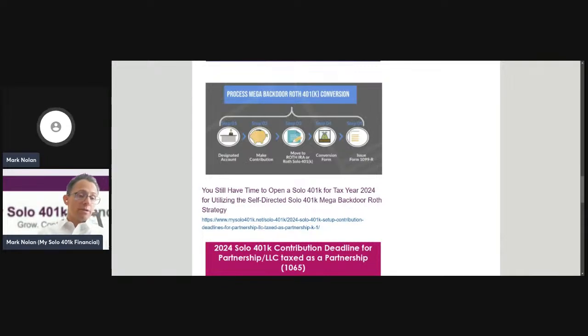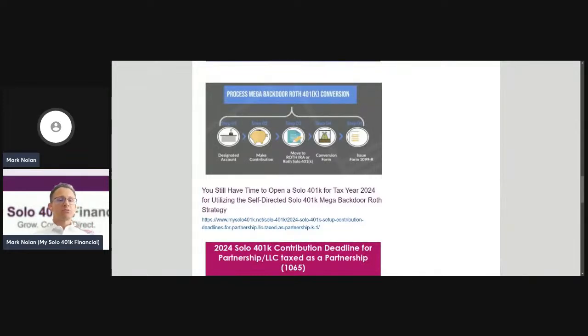So you would either have to open up a Roth IRA, or if you have an existing Roth IRA, you can use that Roth IRA to convert those voluntary after-tax solo 401k funds into. Then you would need to complete our online conversion form so we collect the necessary information to report that Mega Backdoor Roth solo 401k conversion, where we issue a Form 1099-R to the government. So even though it's not taxable, it's still going to be reportable.